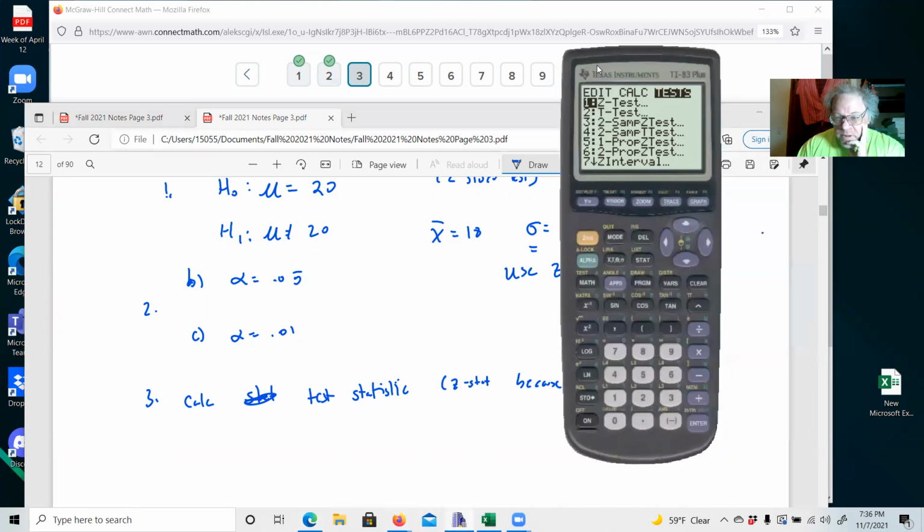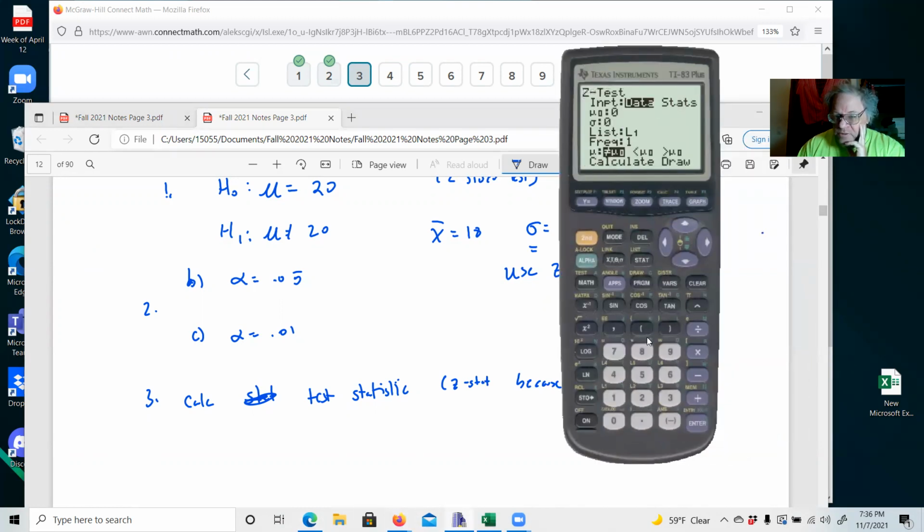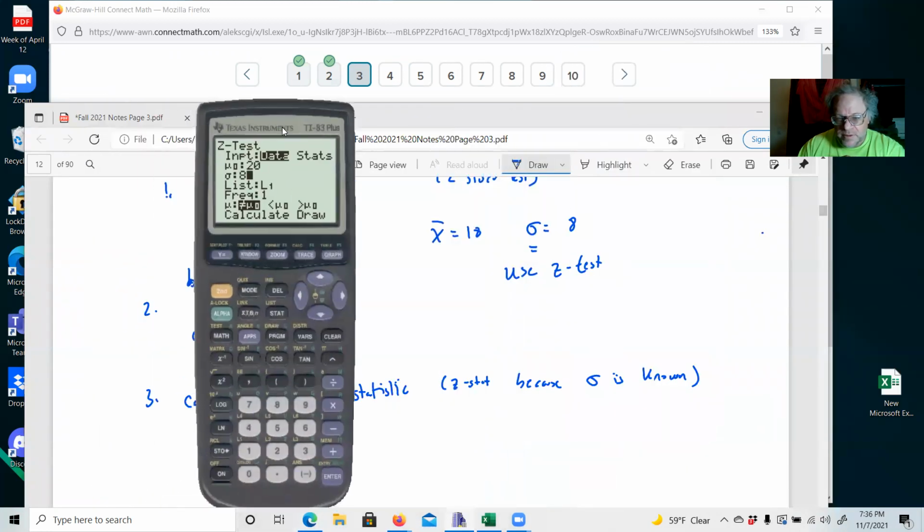Okay, so here we go. We're going to hit z-tests. Yours is going to be a little bit different than mine. We're not going to be inputting data, we're just going to be inputting some stats. They can give us a list of numbers, and we would have to put in those values. But our mu is equal to 20. Our standard deviation is not 0. Our standard deviation was 8, I believe. There it is.